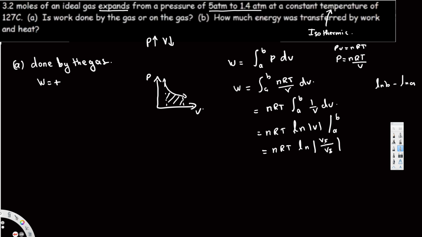So now we have VF over VI. Now we have to convert this into the pressure equation. To do that, we can use Boyle's law.